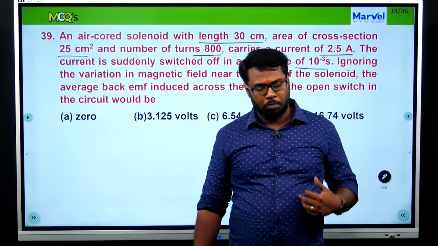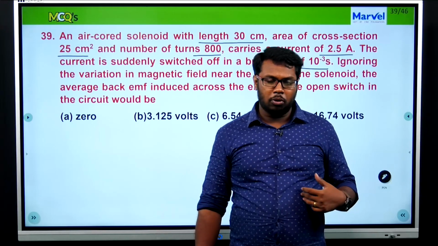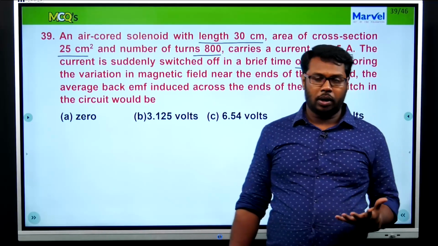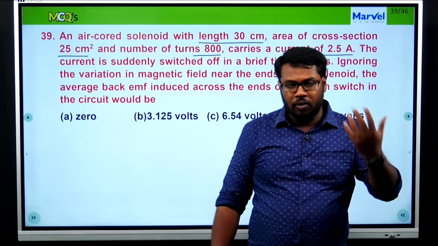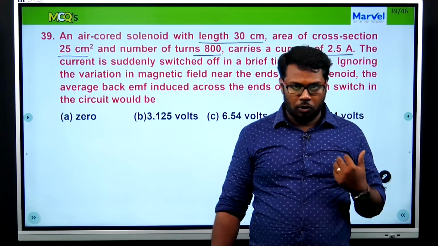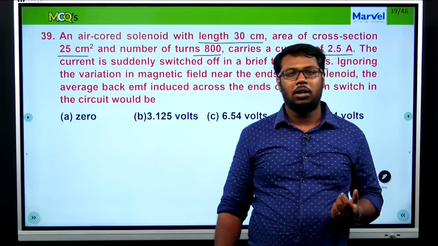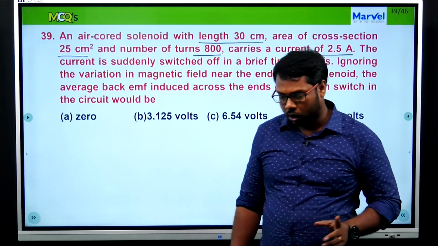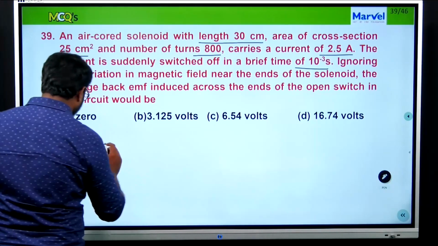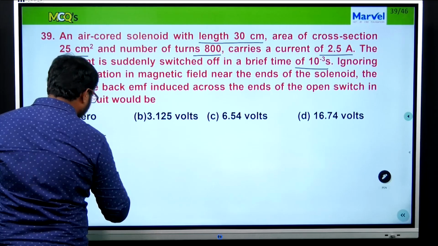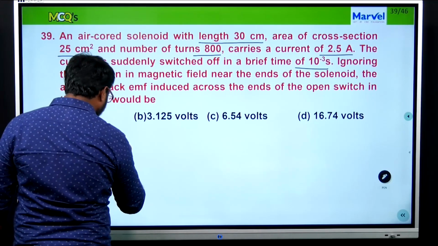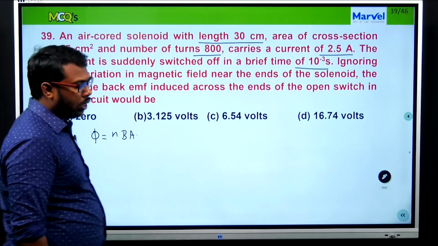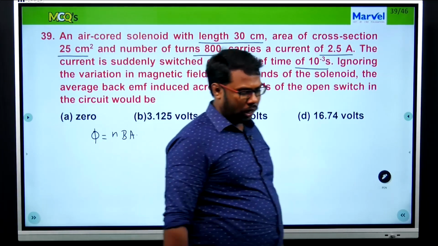So what we are supposed to find in here is the flux that gets induced. Then if I divide the flux with respect to time, I will get the respective EMF. That is how things are going to work in here. Again the basic thing: flux is equal to N into B into A.